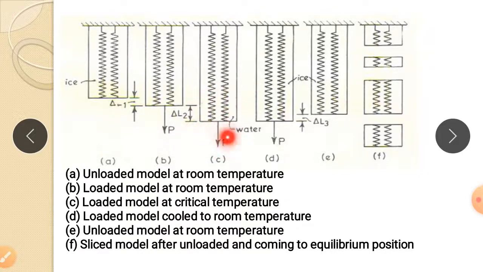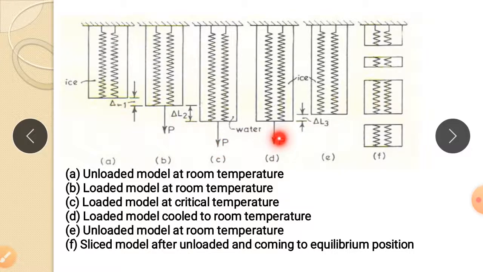Next, the loaded model at a critical temperature, means you are going to apply the temperature to this model. What happens, when you apply the temperature, the ice is turned into water. The ice which is present in the model will be turned into water, meaning the secondary bonds get dissolved and it will be in the form of water. But the primary bond is going to take the load. So only the primary bond at a critical temperature is going to take the load and it will elongate some more, that is delta L2.